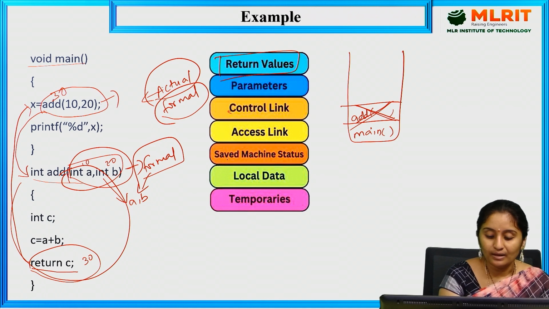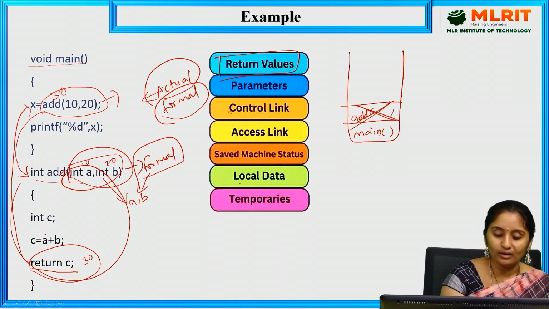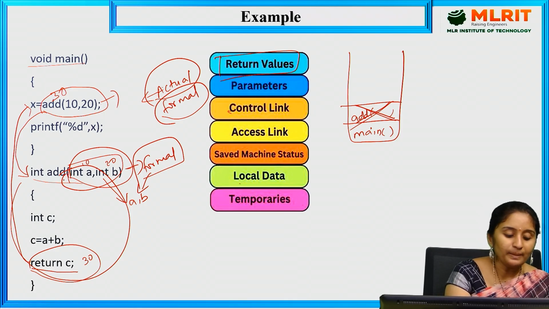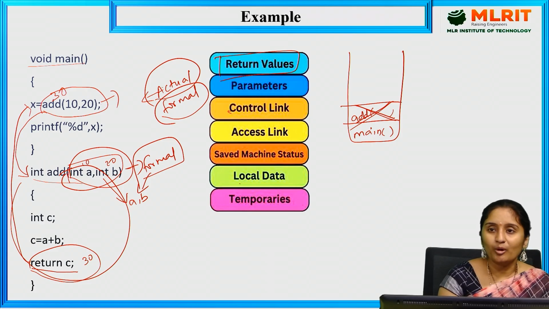The next one is local data. Local data is nothing but the variables in a function definition. Those variables are fixed to that definition only. When I complete the execution of the definition, the variables will also be deallocated, nothing but popped from the stack.